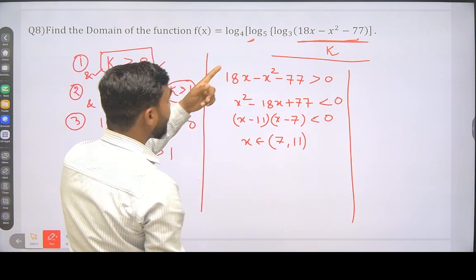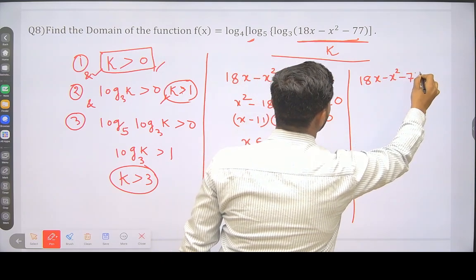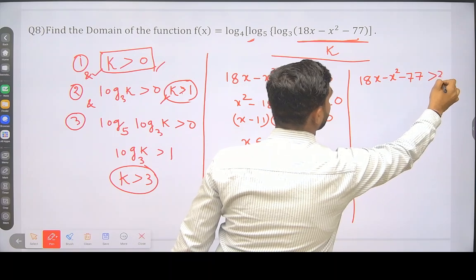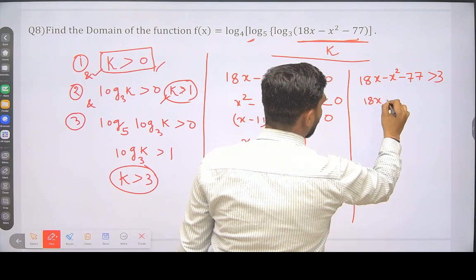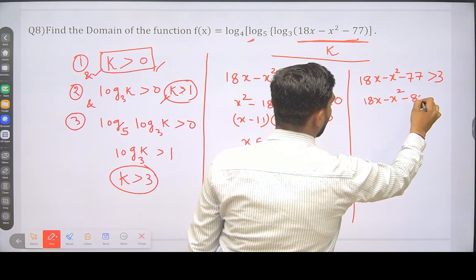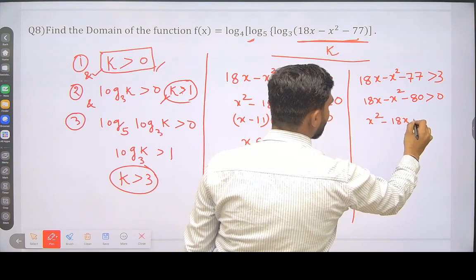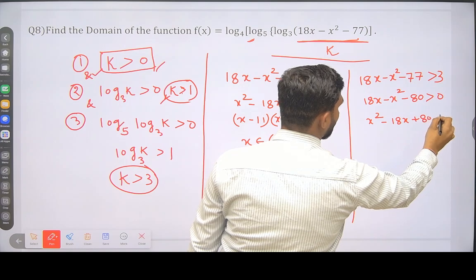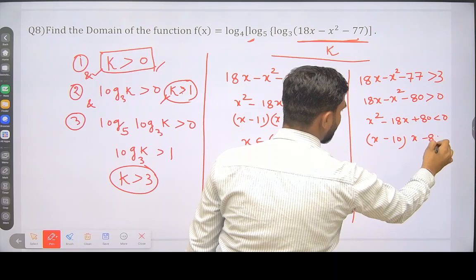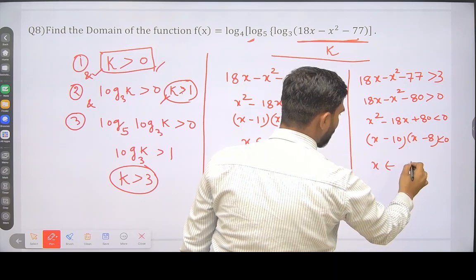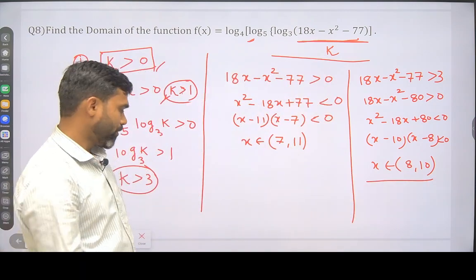So let us solve this. What is k? It is 18x minus x square minus 77 is greater than 3. So if you solve this, what will you get? 18x minus x square minus 80 is greater than 0. So it will be x square minus 18x plus 80 is less than 0. Now if you factorize this, x minus 10, x minus 8 less than 0. So answer will be x belongs to 8 to 10. This is the final answer. I hope you understood. Okay, next.